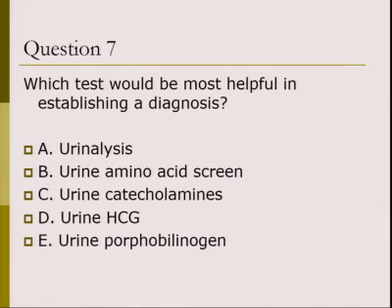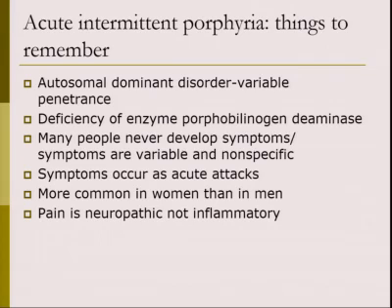So it's great that you all recognize acute intermittent porphyria, something that you probably will never see, or at least I've never seen. Things to remember are that it is an autosomal dominant disorder with variable penetrance. It represents a deficiency in the enzyme porphobilinogen deaminase. Many people who have this disorder may never develop symptoms, and the symptoms may be variable and nonspecific, but classically the symptoms occur as acute attacks. Acute intermittent porphyria is more common in women than in men, and the pain that they have is not inflammatory, but it's neuropathic.